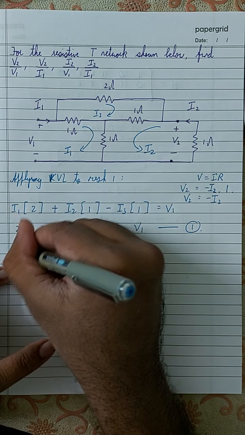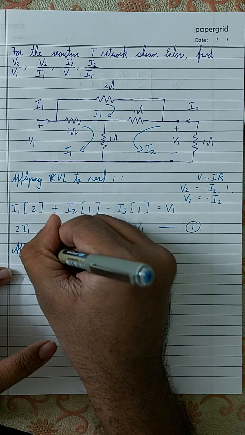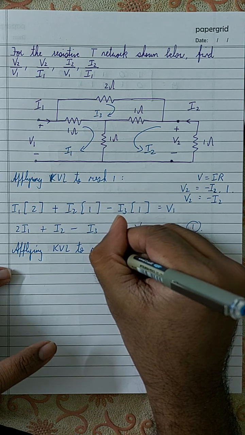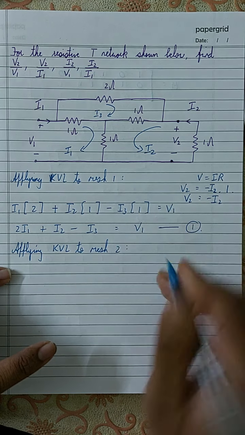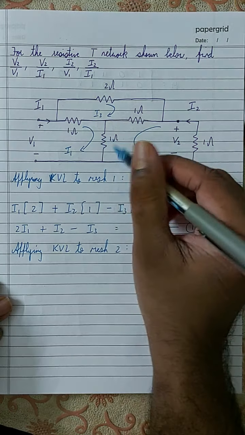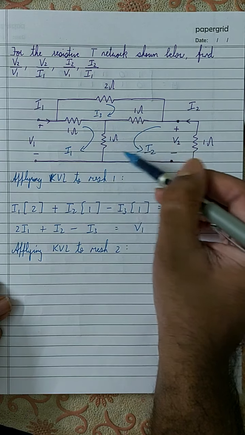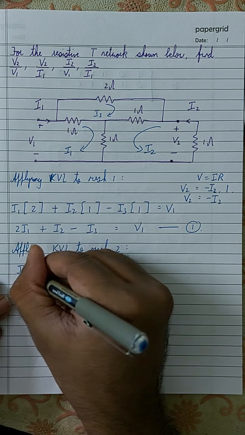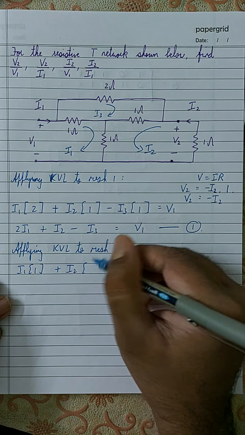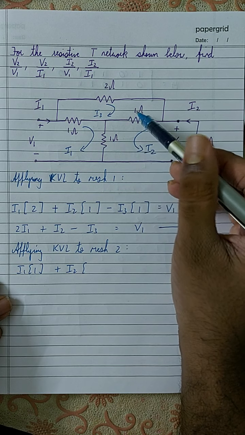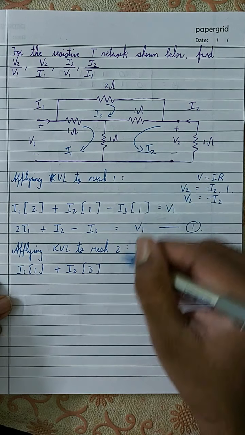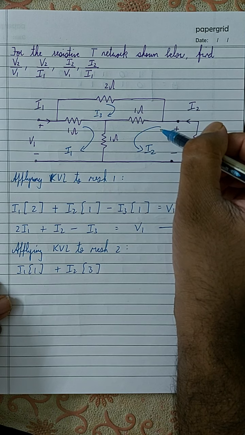Now next is applying KVL to mesh 2. In that case, this is mesh 2, and you will see that both I1 and I2 are flowing in the same direction. So it is plus I1 into 1 itself, plus I2 into, I2 is 1 plus 1 is 2, 2 plus 1 is 3. Then you have, what about I3?